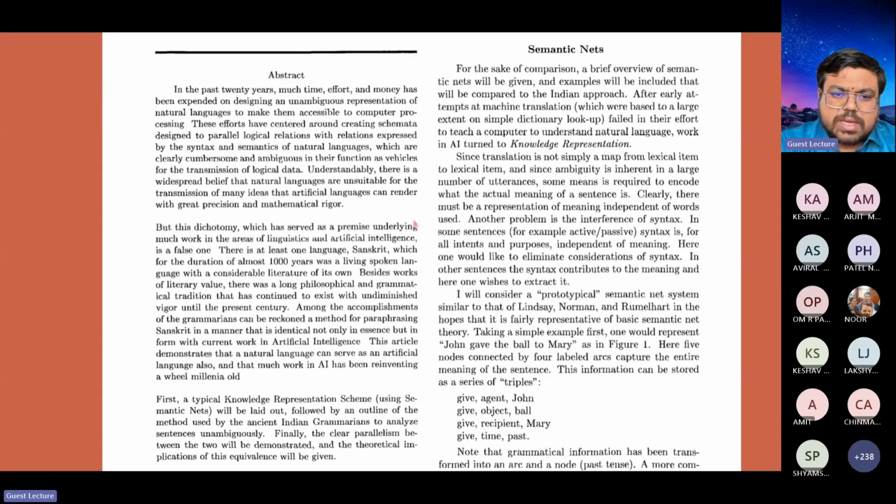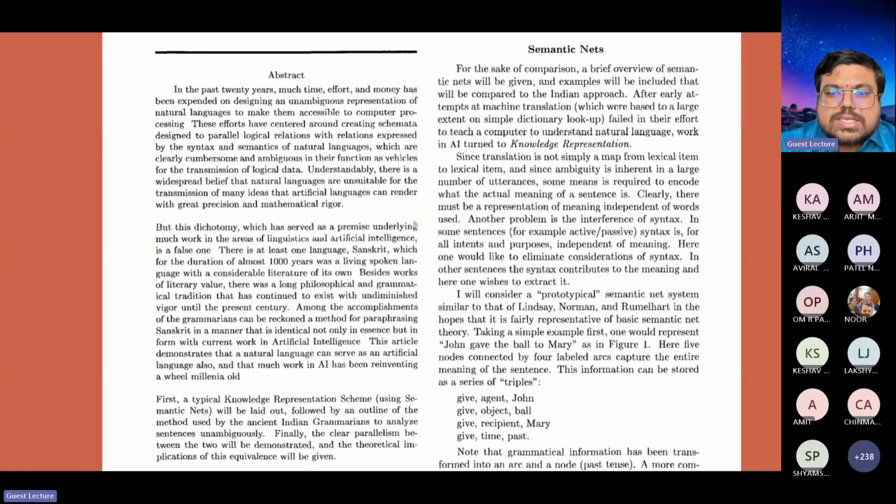Among the accomplishments of the grammarians can be reckoned a method for paraphrasing Sanskrit in a manner that is identical not only in essence, but in form with current work in artificial intelligence. So this article demonstrates that natural language can serve as an artificial language also, and that much work in artificial intelligence has been reinventing the wheel, millennia old.